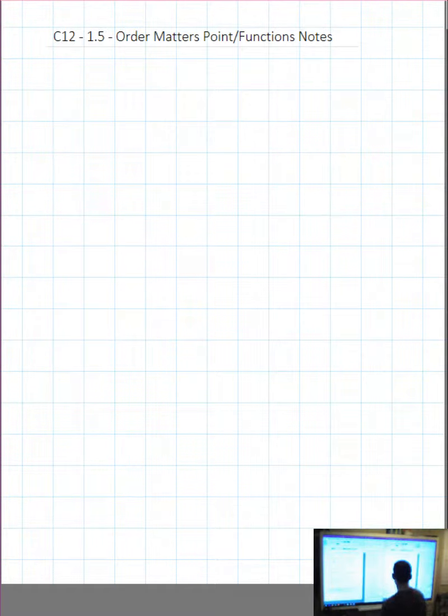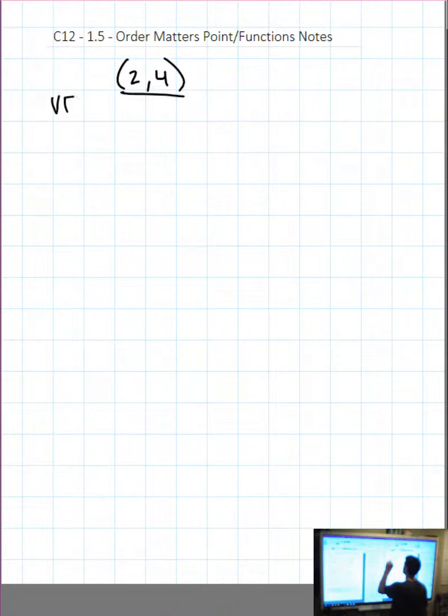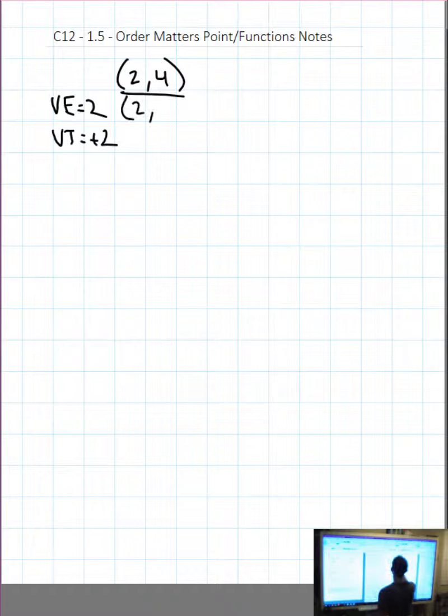Okay, let's take a look at order matters. So let's take the point (2, 4) again, and let's do a vertical expansion equaling 2, and a vertical translation up 2. If I do a vertical expansion of 2, I multiply the y value by 2, and then if I do a vertical translation up 2, I go up 2.